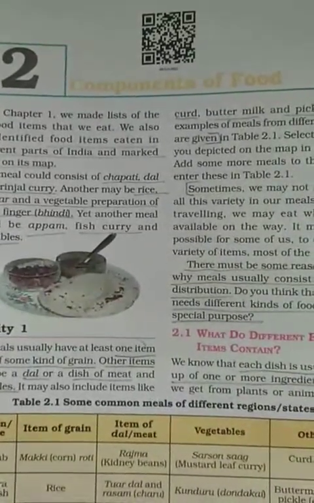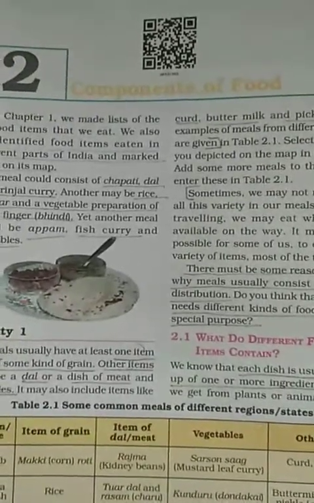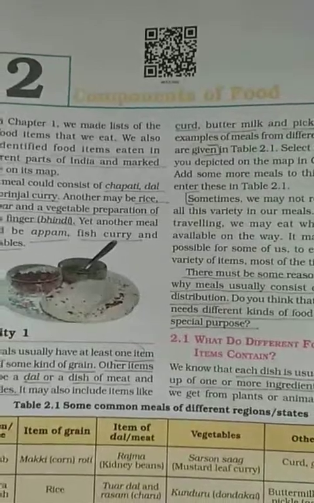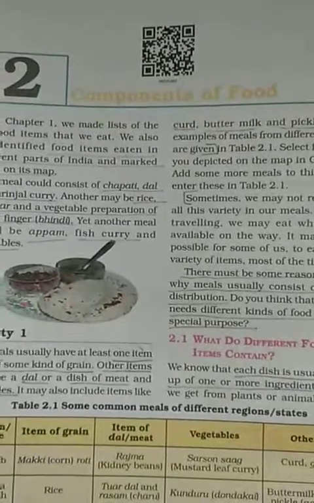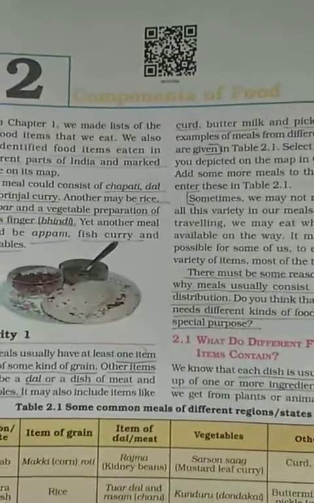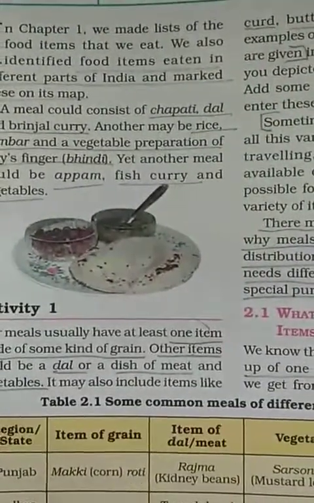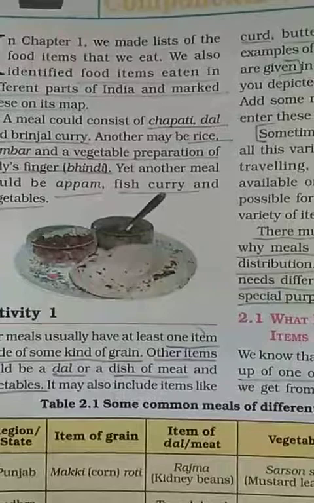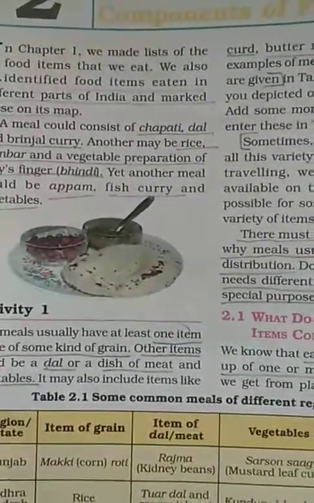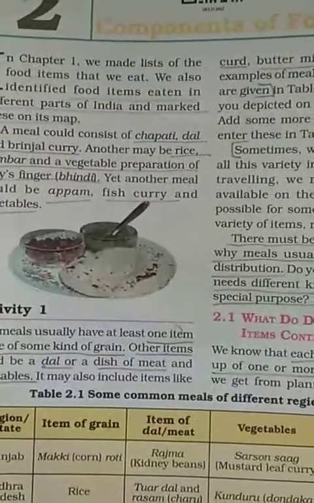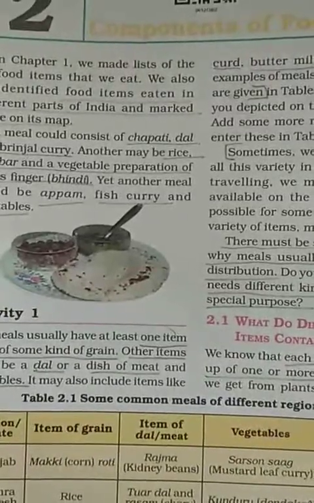In the first lesson, we had seen the different items eaten in different parts of India and marked them on the map. A meal could consist of chapati, dal and a curry. Another may be rice, sambar and vegetable. Preparation of lady finger, that is bhindi. Yet another meal could be appam, fish curry and vegetables. You can see a plate in which a dal is there, chapati is there and a vegetable is there.